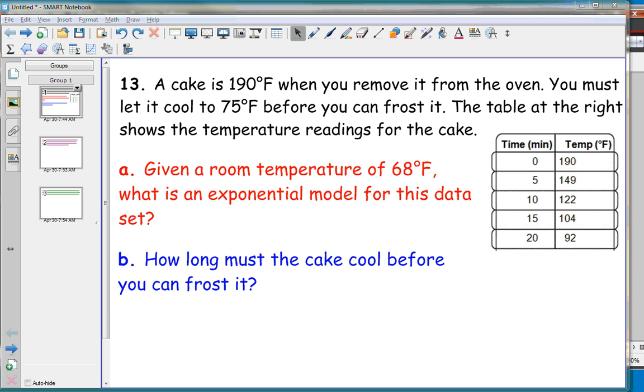A cake is 190 degrees Fahrenheit when you remove it from the oven. You must let it cool to 75 degrees Fahrenheit before you can frost it. The table at the right shows the temperature readings for the cake. Given a room temperature of 68 degrees Fahrenheit, what is an exponential model for this data? Now, how would I go about doing this?